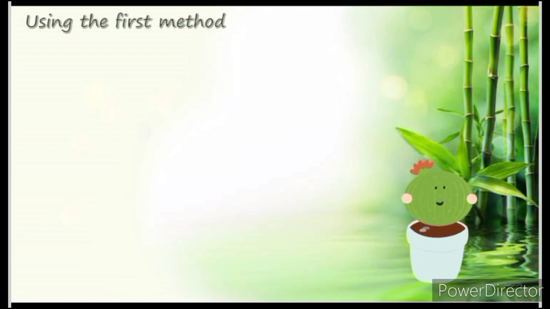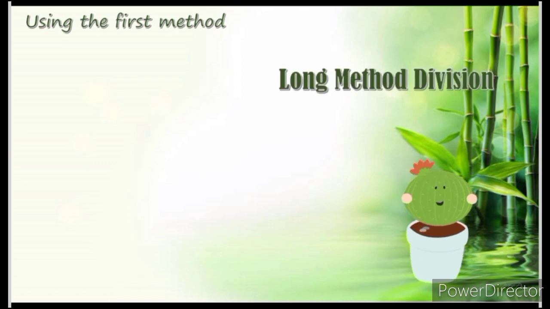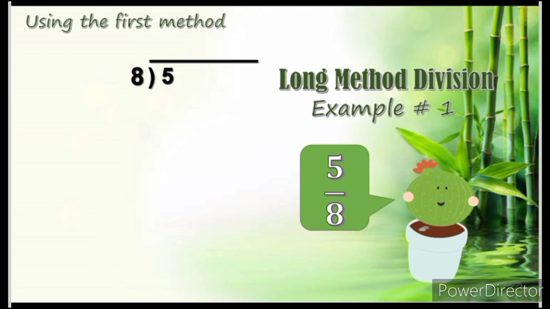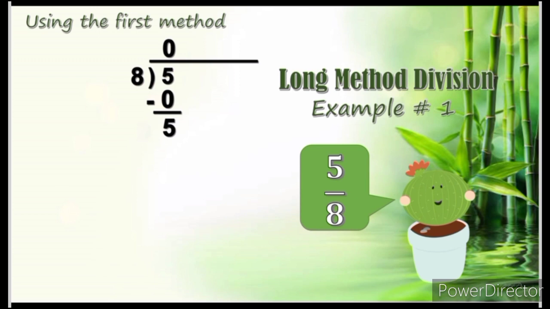Using the first method, we will use long division. Let's have example number 1. 5 over 8. We will use 5 as the dividend and number 8 will be our divisor. Then, let's divide. 5 divided by 8 is equal to 0. 0 multiplied by 8 is equal to 0. Third step, subtract. 5 minus 0 is equal to, yes, 5.